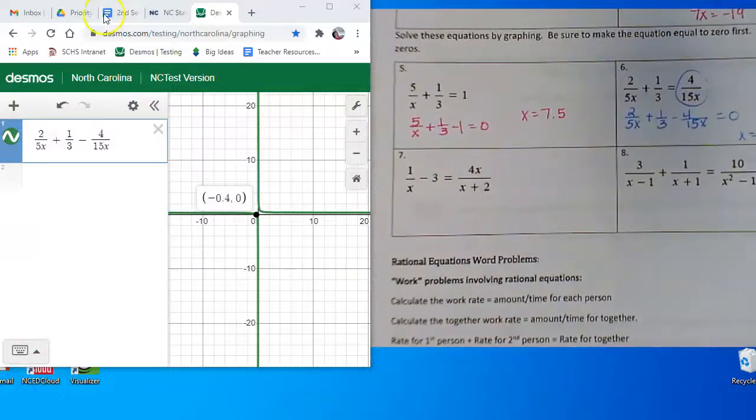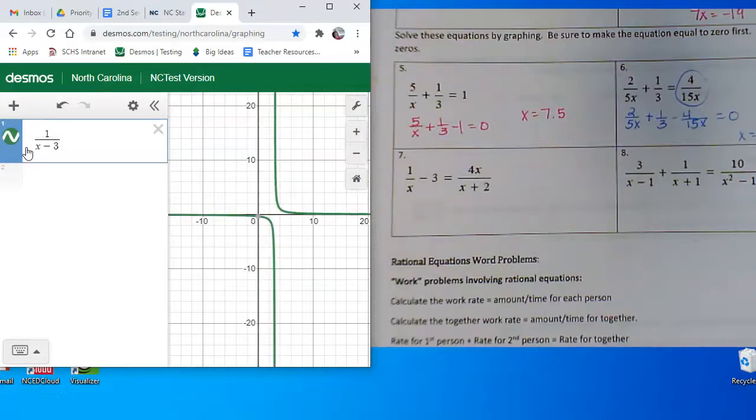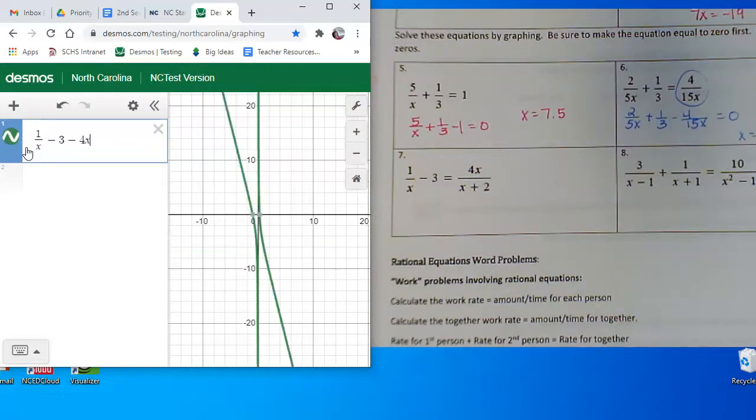Okay, so in number 7, when I put that in Desmos, I get 1 over x minus 3. Be careful how you put it in, obviously. It's so easy to mess up there. And then I'm going to move that whole fraction over. So when I move it over, it's just minus, and then 4x divided by x plus 2.